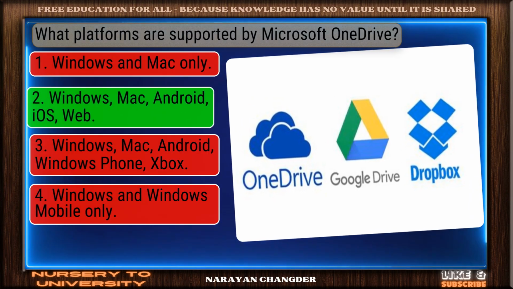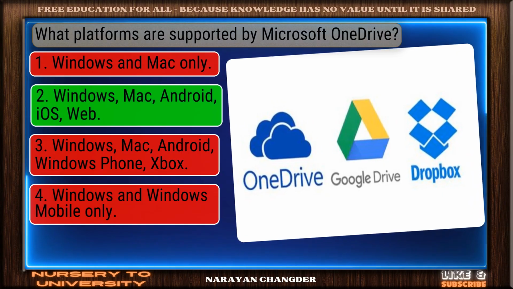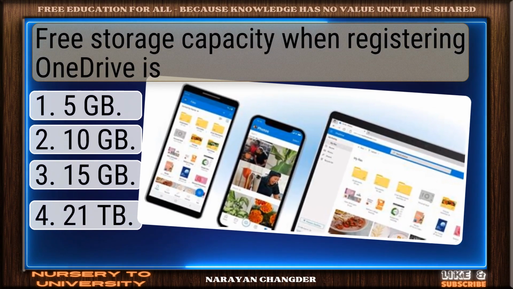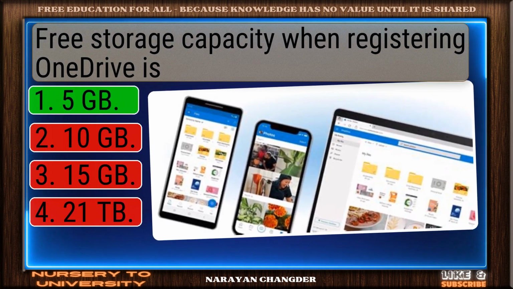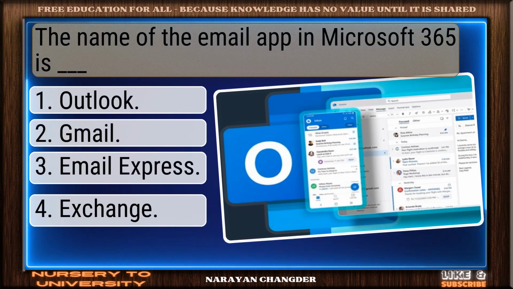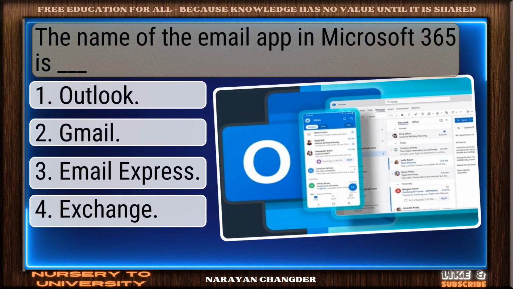Nicely done. Windows, Mac, Android, iOS, Web is a solid answer. Question number 42. Free storage capacity when registering OneDrive is? Right choice. 5 GB is the best answer. Question number 43. The name of the email app in Microsoft 365 is dash.